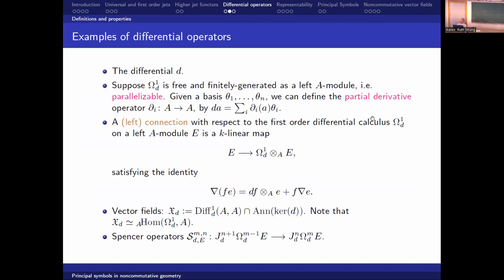So what are examples of differential operators? All the things that you might hope to be differential operators, at least that we've checked, turn out to be. So the differential d, this is a first order differential operator. If your calculus is parallelizable, so that means free and finitely generated, then there's a notion of partial derivative. These will be differential operators. A left connection, this will be an example of a differential operator.